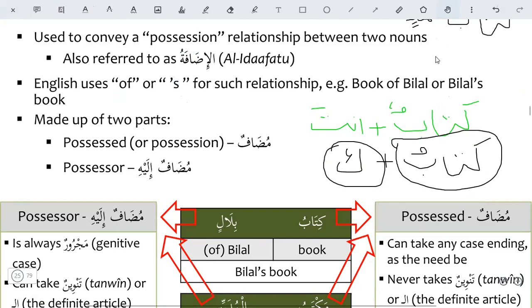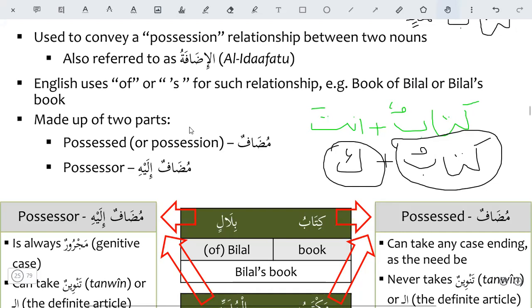Kitabu Muhammadin, book of Muhammad. We can say it like this: book of Muhammad or Muhammad's book. We can use both, we can use "of" and we can use "'s". For such relationships, book of Bilal. Here they are saying Bilal. So book of Bilal or Bilal's book.